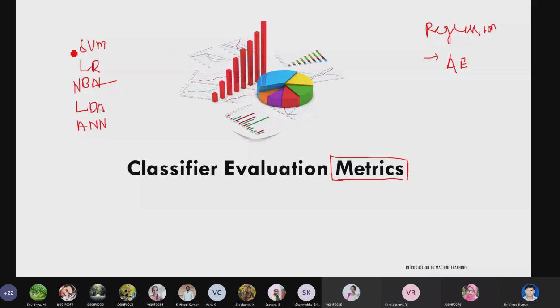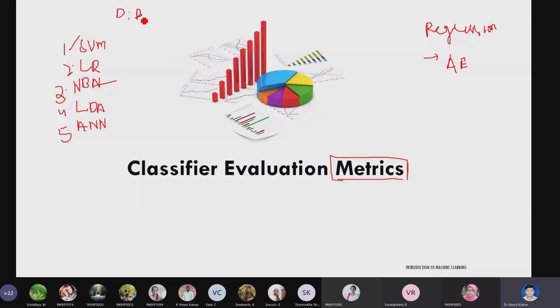So how many methods have we covered? First SVM, second logistic regression, third is the naive Bayes, fourth is the linear discriminant analysis, and fifth is the artificial neural network. So these many methods we have learned, we have applied them on different data sets, and we have seen the results.